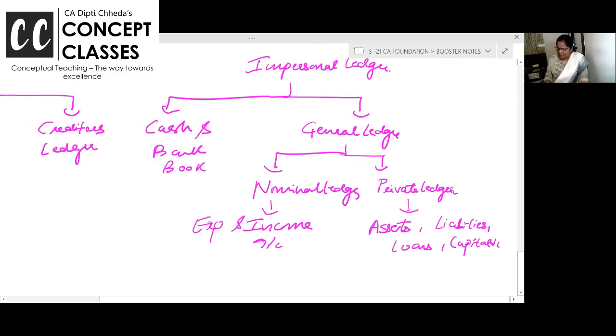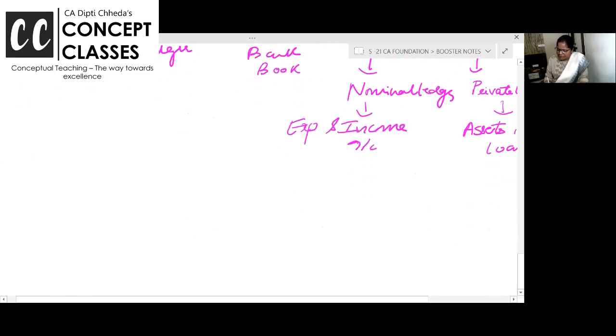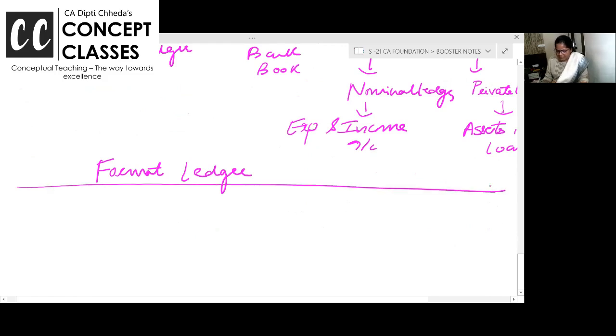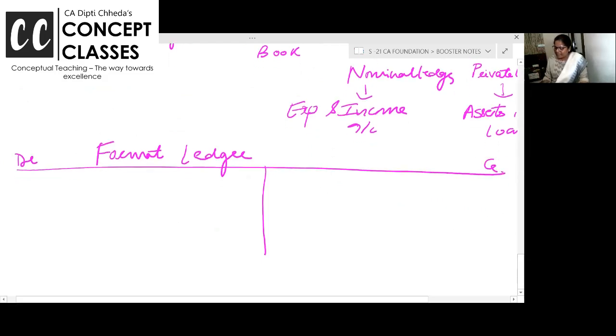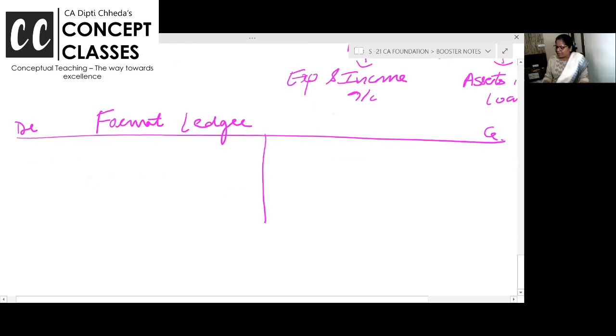Okay, right. What is the format of the ledger? It's a T format account. Write it down, compulsory. Format of ledger. Divide your page into two. Write down debit on one side and credit on the other. Is this looking like a T? That is why ledger is always called a T format account. Debit and credit.